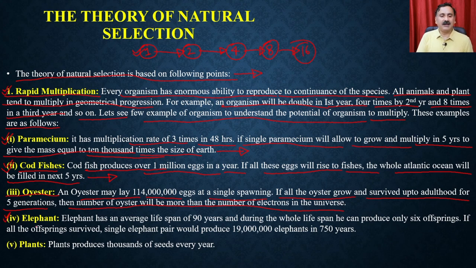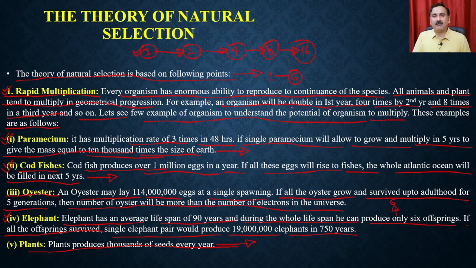Even for bigger animals like elephants, an elephant has an average lifespan of 90 years, and during the whole lifespan it can produce only 6 offspring. So even though it is a big animal and its reproduction rate is very low, if all the offspring survived, a single elephant pair would produce this many elephants in 750 years. This means even bigger animals like elephants, if allowed to reproduce, will reach very, very high numbers. Plants also produce thousands of seeds every year. So the point Darwin emphasized is that every organism has the enormous ability to reproduce to maintain its species.